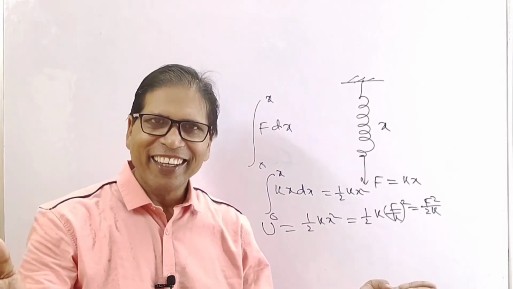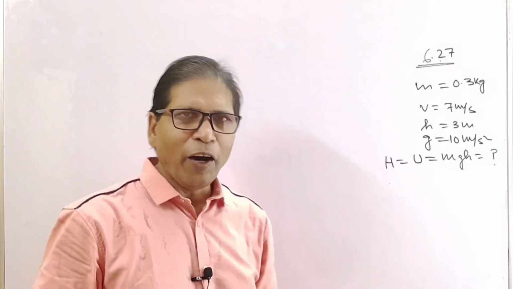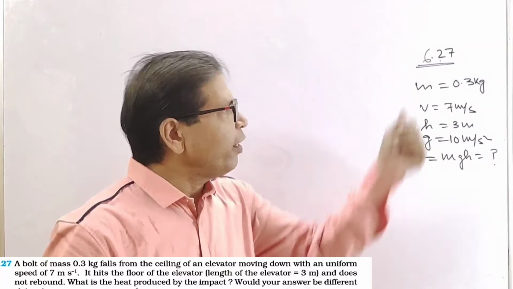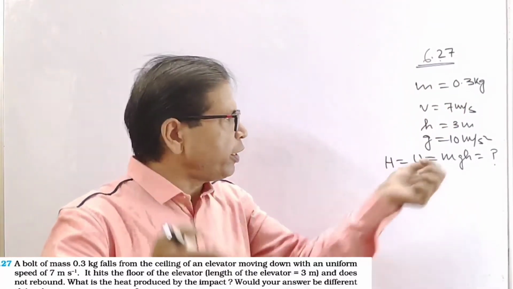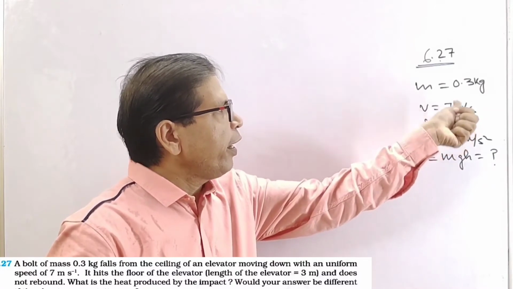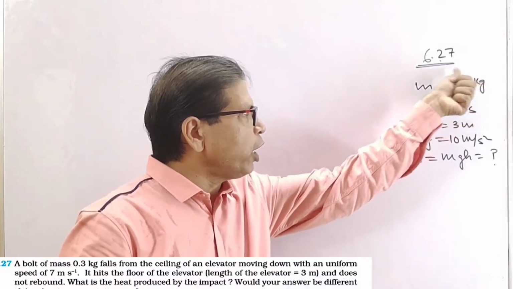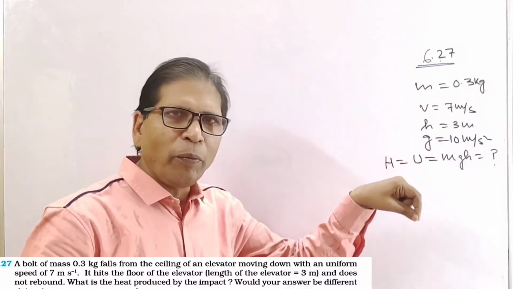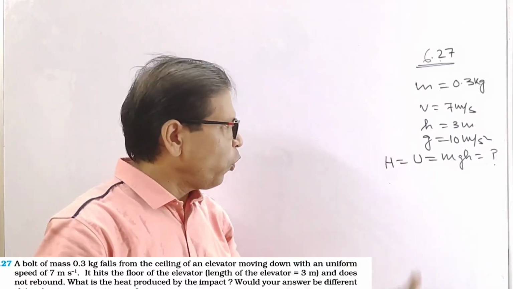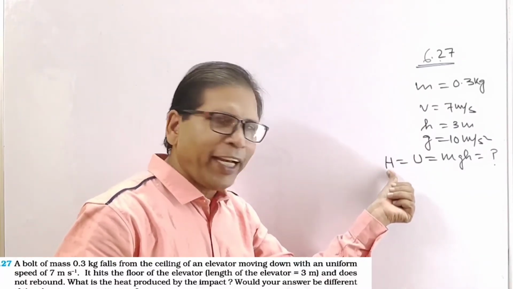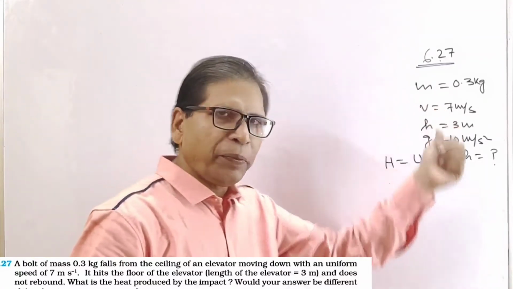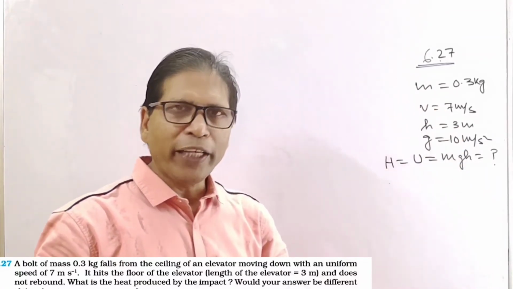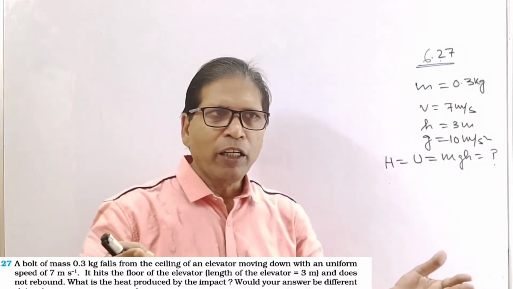Okay, understood? Now next. Now NCERT numerical 6.27. A lift rises with velocity 7 meter per second and a bolt at the ceiling of the lift falls from this position to the ground. We have to calculate the heat energy produced. Will the heat energy be different if the lift is stationary? Now we give the answer at the last part.